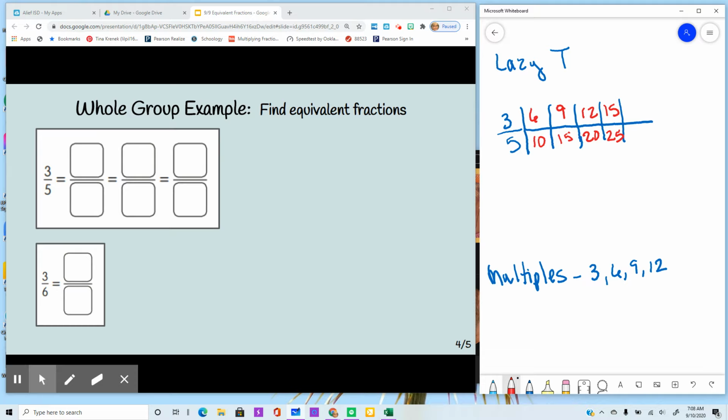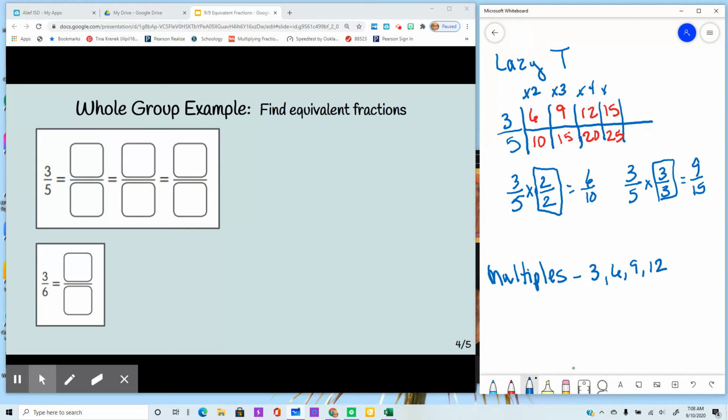All of these equal equivalent fractions for 3/5. So if I have 3/5 and I multiply by 2 over 2, that's my 1/2, I'm going to get 6/10. If I have that same 3/5 and I multiply it by 3/3, I'm going to get 9/15. So what we're doing when we list our multiples is saying this is times 2, this is times 3, times 4, times 5. Same thing across the bottom. It's times 2, times 3, times 4, times 5.